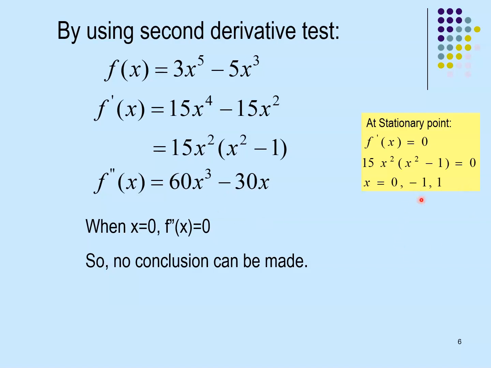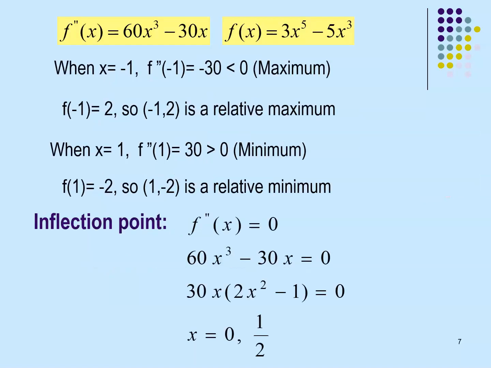Now let's test for x equal to -1 and x equal to 1. So when x equal to -1, we substitute this value into the f double prime. You will get -30. When -30 is less than 0, this indicates that you're going to have a relative maximum. So then we already have x value equal to -1. Of course, you're going to find what is your y value, right? So you substitute -1 into the f function, you will get 2. So it's a point now. You have (-1, 2). This point is your relative maximum.